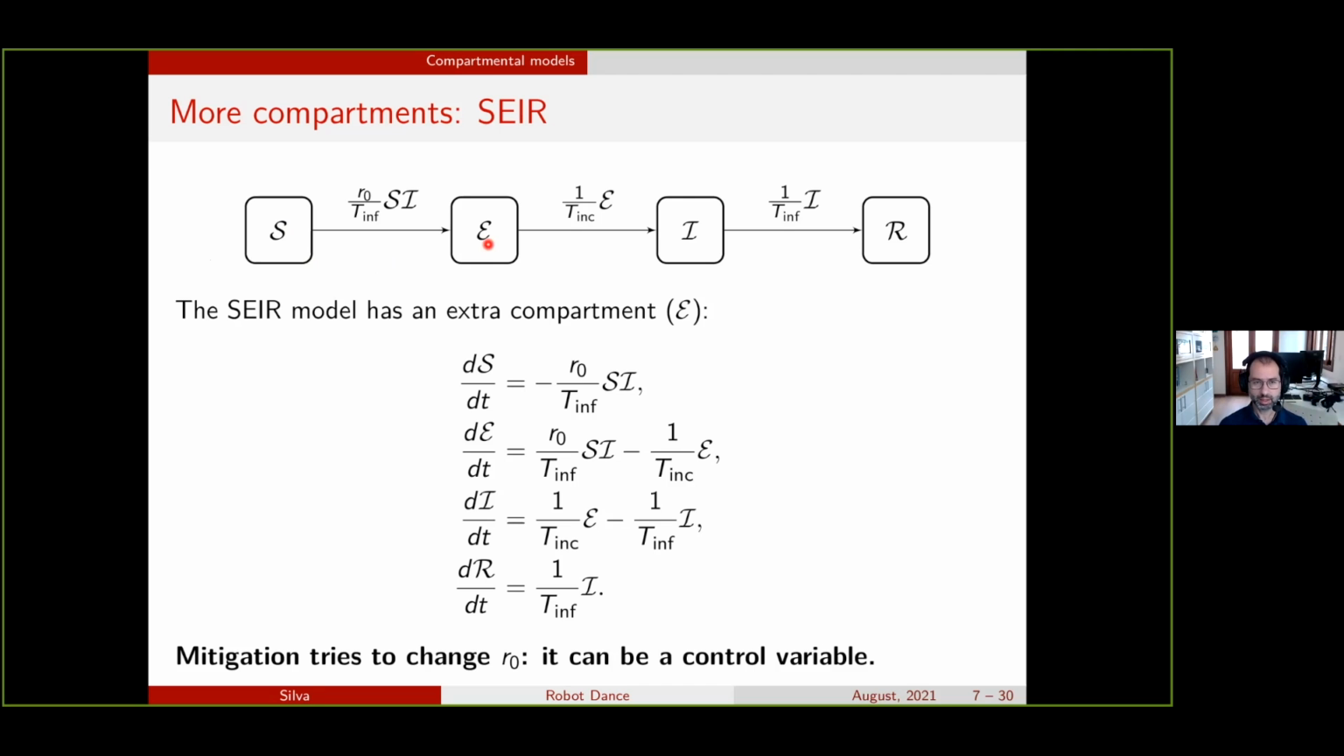And then there is an exponential decay here also. Now, they move to the I compartment with a constant rate, okay, such that they have now a time of being exposed, the incubation time for the disease, okay? And now you have an extra term in your differential equations, but they look very similar to the previous ones.